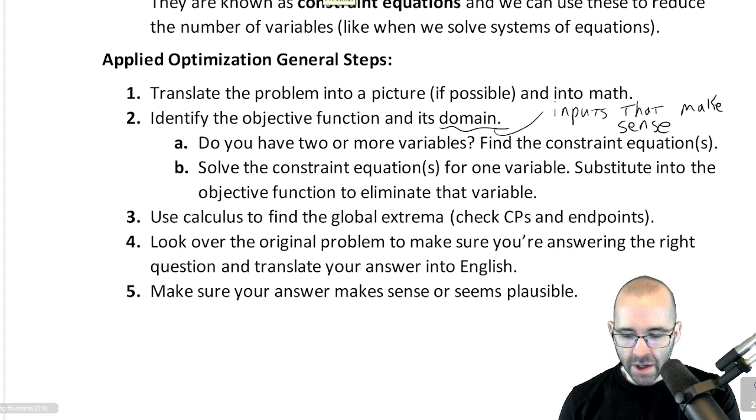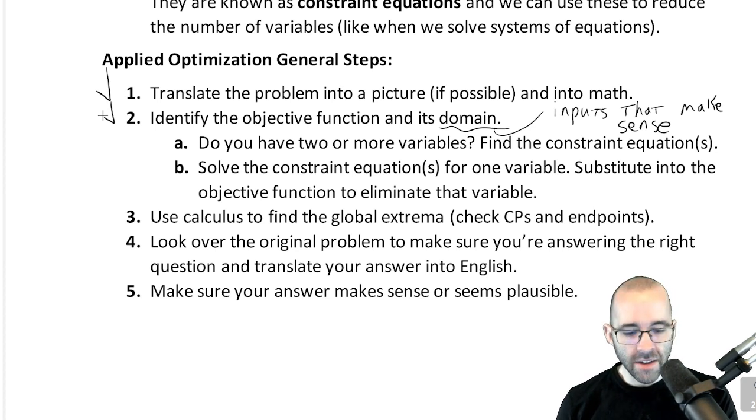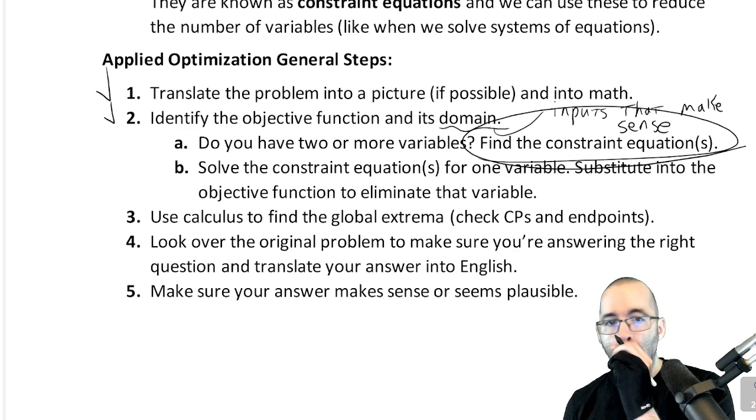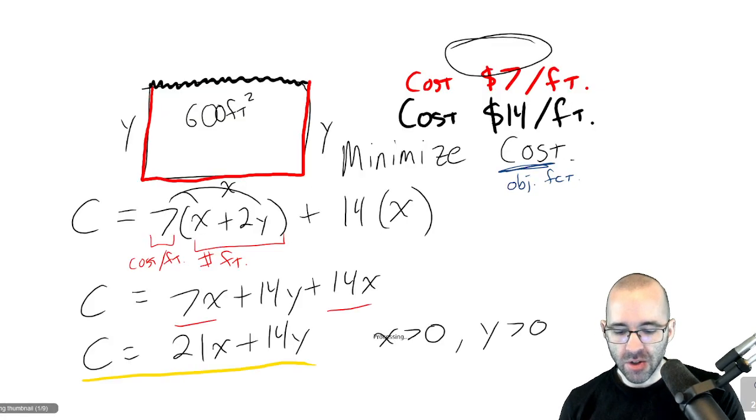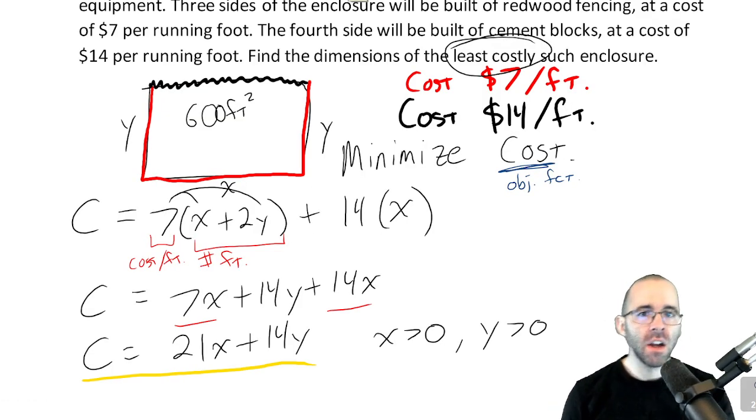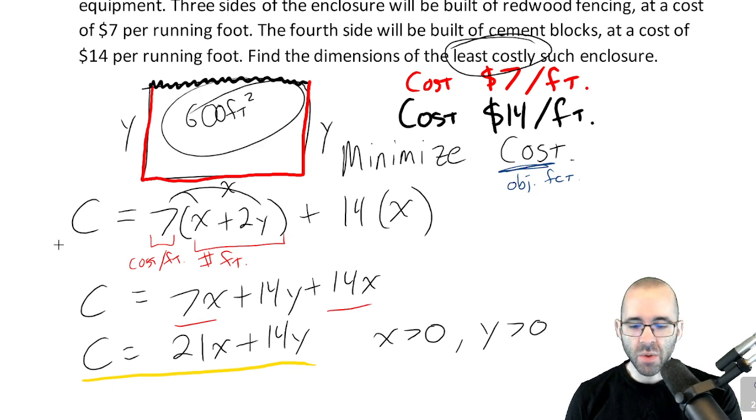Good. So again, we did this. Do we have 2 or more variables? Yes, we do. Find the constraint equations. This is where we're at now. Maybe there's only one constraint equation. What is our requirement here? We can't just build any parking lot. Apparently, we don't have a requirement on funds, which is nice. We can spend as much as we want, although we do want to minimize the funds. The only other requirement they tell us is that the area should be 600 square feet.